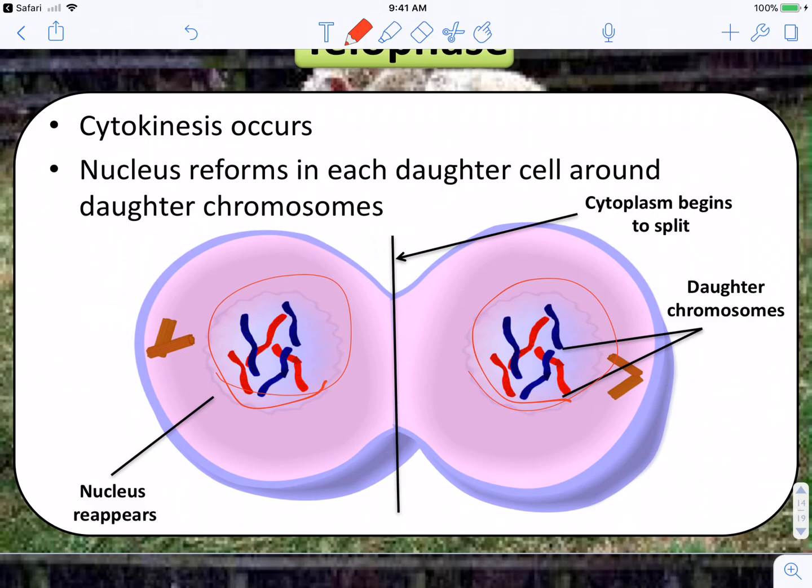So now we're in the taco of idiot pass me a taco. And the nuclei have divided.